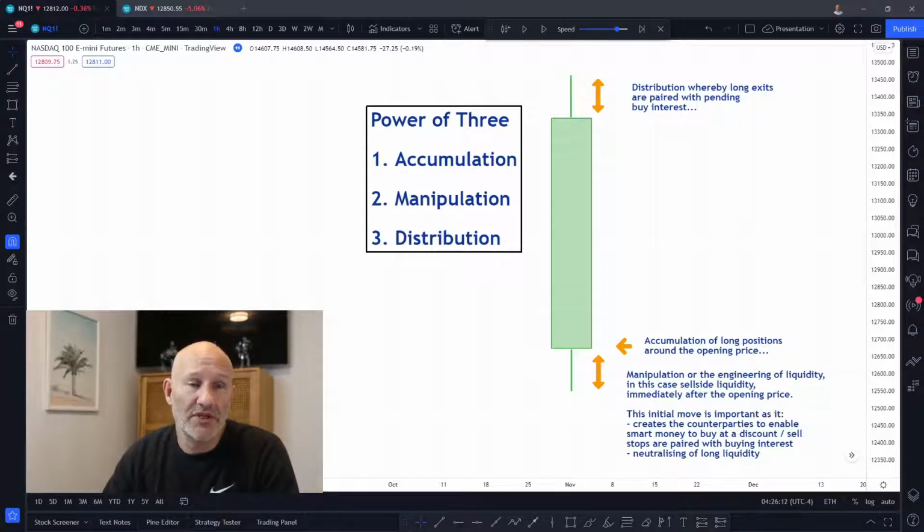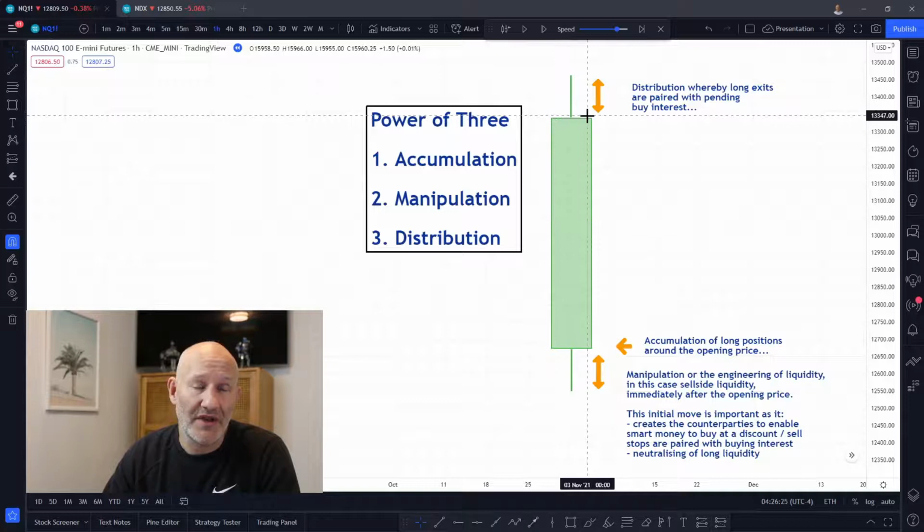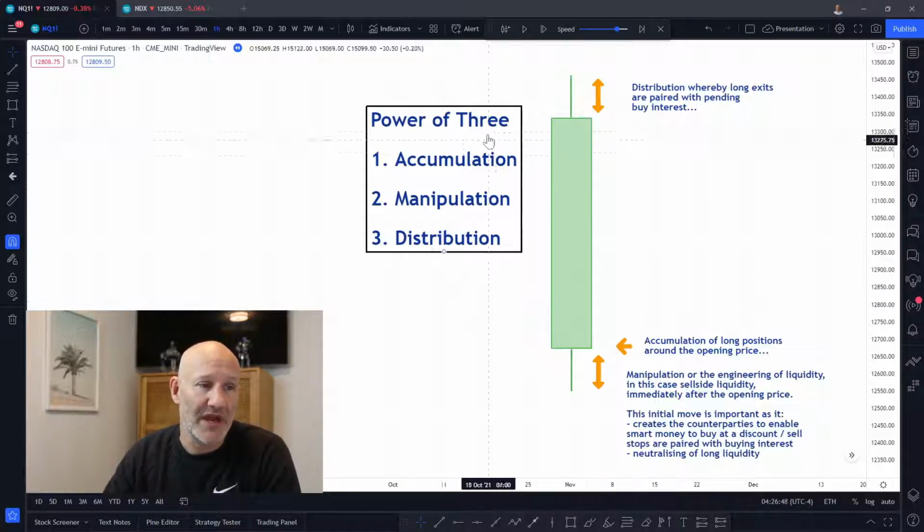If we're bullish, what we're expecting on the day is for the candle to open pretty close to the lows of the day, then trade lower before trading higher, and then close below the high of the day. That's what we're expecting when we have a bullish bias. The power of three describes the underlying thesis for how that candle is formed. We have three steps: accumulation, manipulation, and distribution.